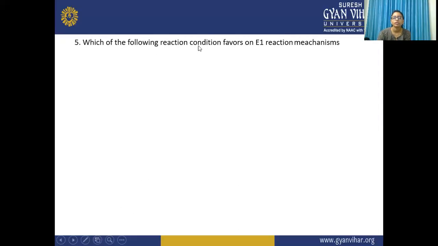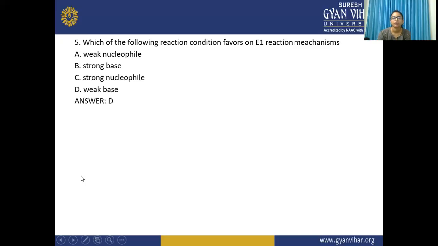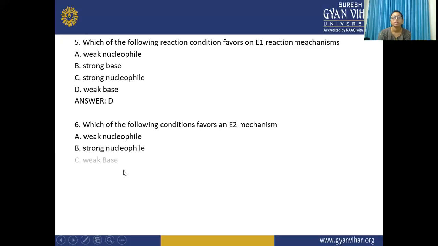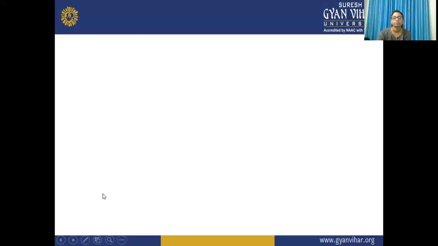Now fifth, which of the following reaction conditions favors the E1 reaction mechanism? So first is a weak nucleophile, second is your strong base, C is your strong nucleophile, D is your weak base. So the answer is D. Six, which of the following conditions favors an E2 mechanism? So first is your weak nucleophile, second is your strong nucleophile, third is your weak base, and D is your strong base. So E2 mechanism favors strong base.